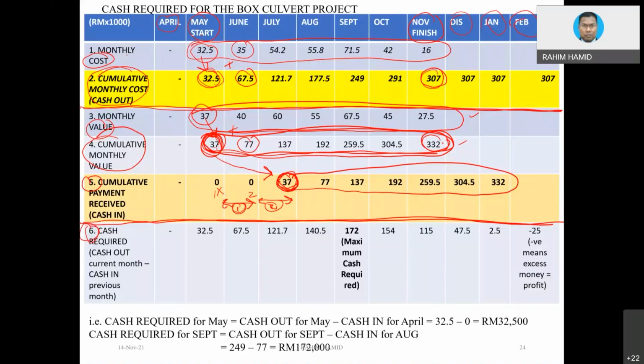Then lastly, row number 6. Row number 6 is the one that we want to figure out, and you can read the definition that I put here. Cash required is equivalent to the cash out of the current month. Current month meaning whatever month you want to calculate, so you take the cash out of that particular month, then deduct the cash in from the previous month, not the current month, not the same month. If you do that, the calculation is not going to be accurate.